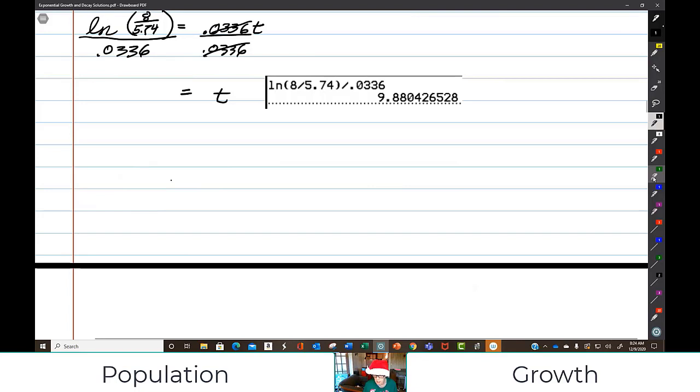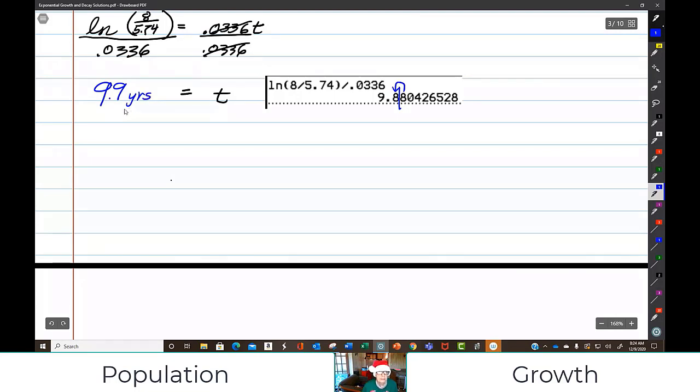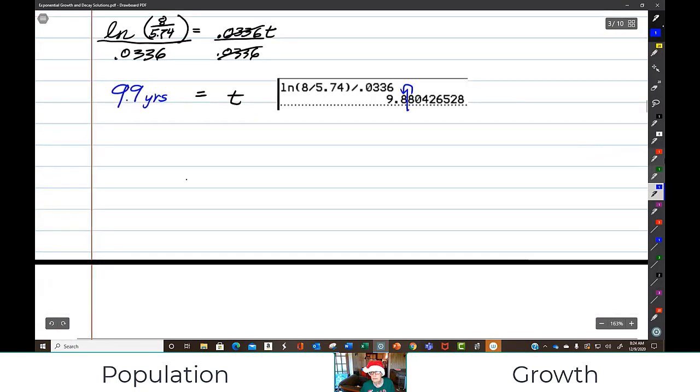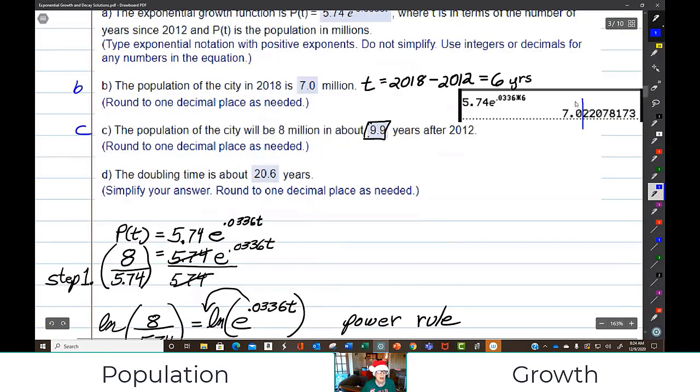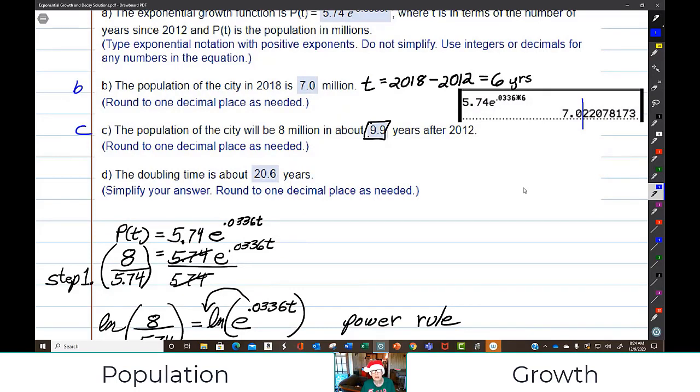All right, here's the one decimal place. I would rather do it in blue. This 8 over here will cause this 8 to round up to a 9, which will give me 9.9 years. I even forget what we were asking. C, the population of the city will be 8 million in about 9.9 years. Let's, just between us, let's call it 10 years.